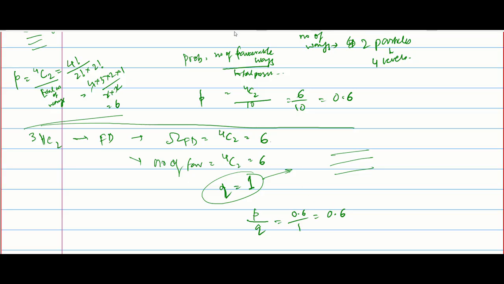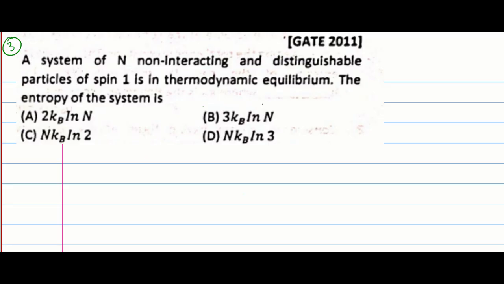Okay, let's start question 3. A system of n non-interacting and distinguishable particles of spin 1 is in thermodynamic equilibrium. Now remember, these are distinguishable particles. Just don't see spin and consider it as indistinguishable particles. So FD or Bose-Einstein statistics cannot be applied here. Okay, so there are n spin 1 particles. So S is 1.